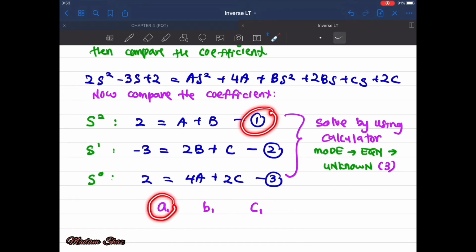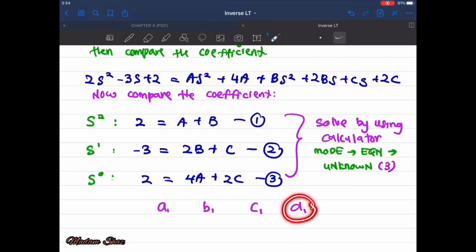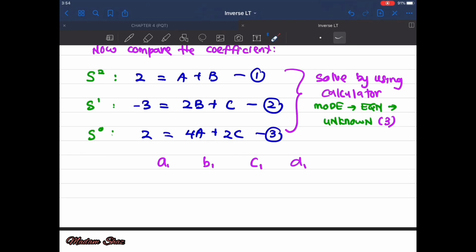So A1 means that what is the value beside the constant A. So A1 is 1. B1, what is the value for the constant B, which is 1. C1, what is the value for the constant C. So there is no C here, means that the number is 0. And there is another one, which is D1. D1 is the value whereby you have on the left hand side. So D1 is equal to 2. So repeat the process until you key in for the equation 2 and equation 3.